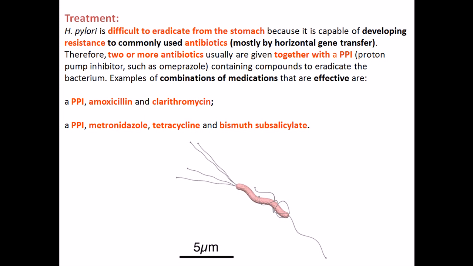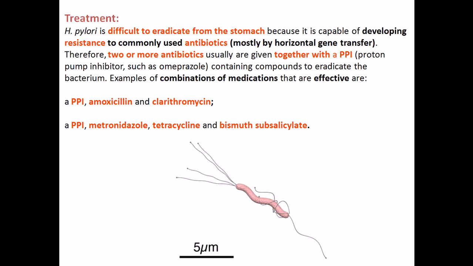Then finally, the treatment of Helicobacter pylori. In this case, they are difficult to eradicate from the stomach. Now, why are they difficult to eradicate? Because it is capable of developing resistance to commonly used antibiotics very readily. Via horizontal gene transfer, they become much more resistant. So not only one antibiotic can stop them, we need to use a combination therapy along with a proton pump inhibitor. That's also important. One such proton pump inhibitor example is omeprazole. So we need to take a proton pump inhibitor for sure.